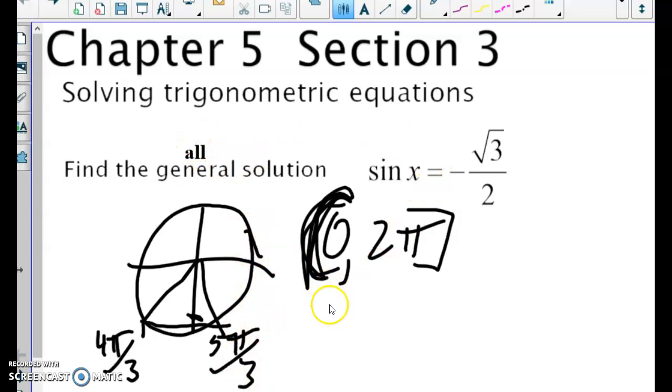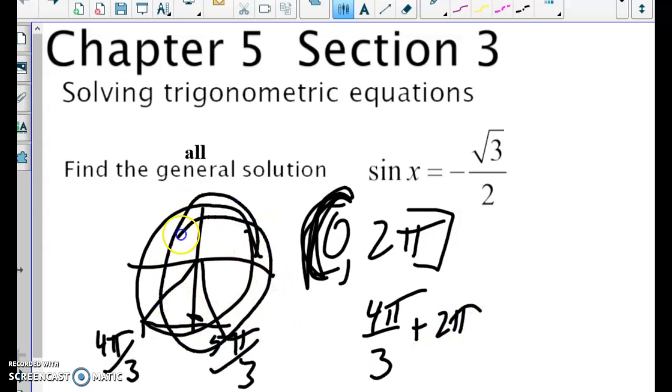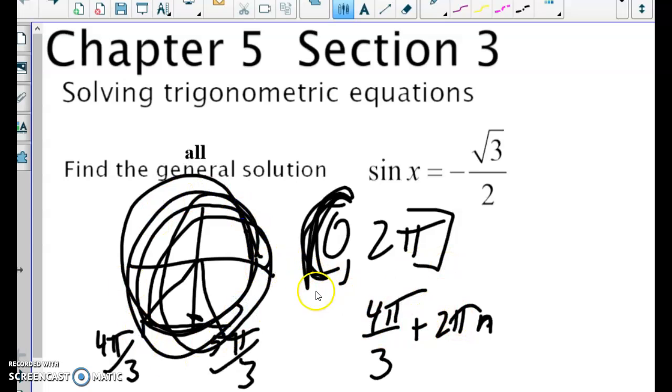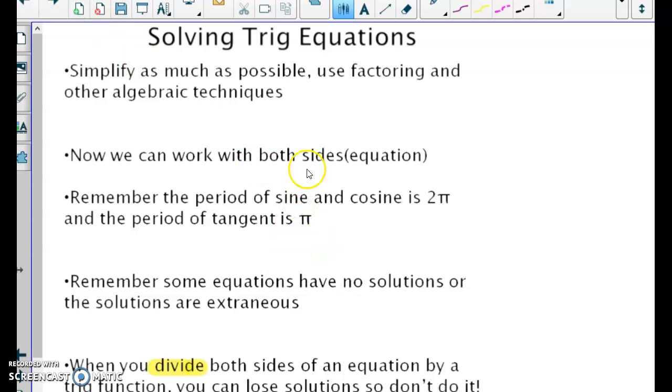But when they talk about finding all the solutions, we know that if I had 4 pi over 3 and I add 2 pi to that, then I would have the next lap around, I would get back to it. But to say all of them, I can add 2 pi n. If n is negative, then we're going that way around, and if n is positive, we go this way around. So if I wanted to say all of them, I would say 4 pi over 3 plus 2 pi n, and 5 pi over 3 plus 2 pi n. That gives all of them.